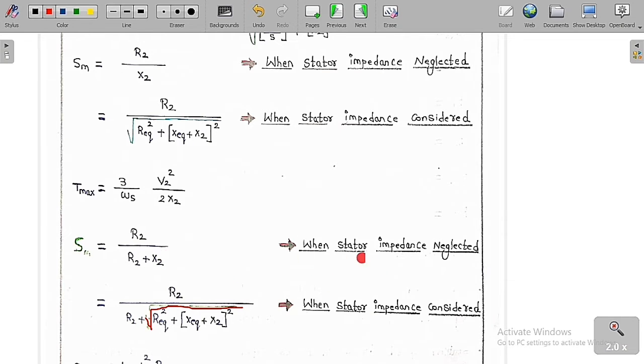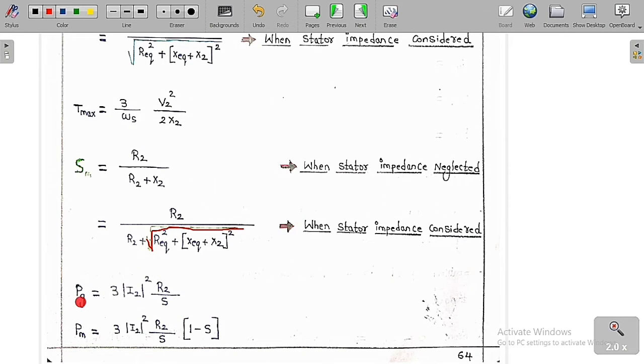This is the equation when the stator impedance is neglected, and this is the equation when the stator impedance is considered. This is basically the slip at the maximum mechanical power, and this is the slip at the maximum torque. The air gap power, PG, is simply the rotor input or stator output, which is the rotor copper loss divided by slip. Because the rotor copper loss is equal to slip times the rotor input, the rotor input is equal to rotor copper loss by S.